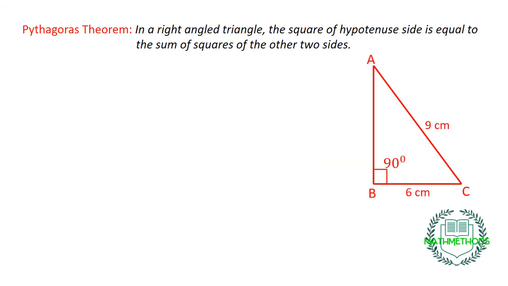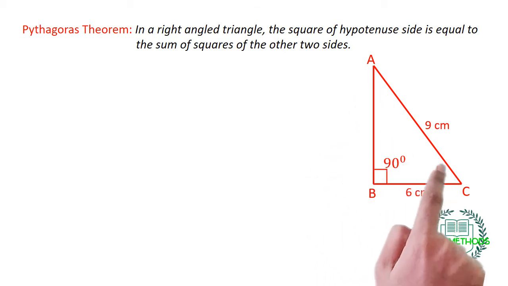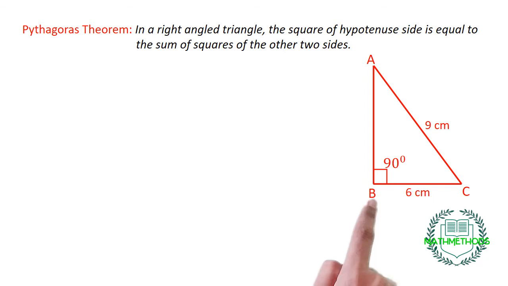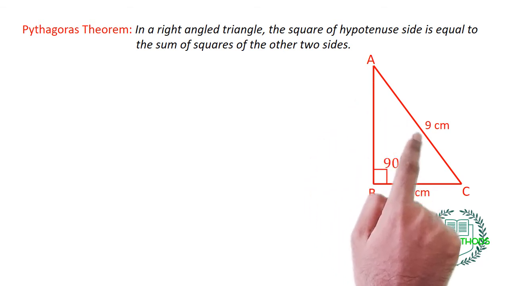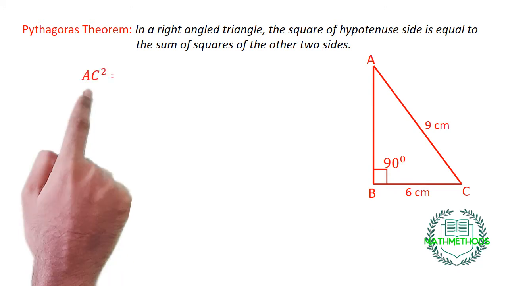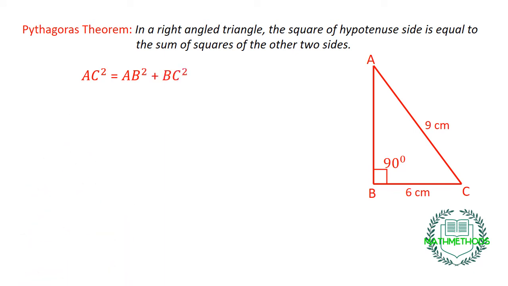Consider right triangle ABC, right angled at B. AC equals 9 cm and BC equals 6 cm. Find AB. In right triangle ABC, angle B equals 90 degrees. Therefore, the side opposite to angle B is AC. So, side AC is the hypotenuse. Therefore, by Pythagoras theorem, AC squared equals AB squared plus BC squared.